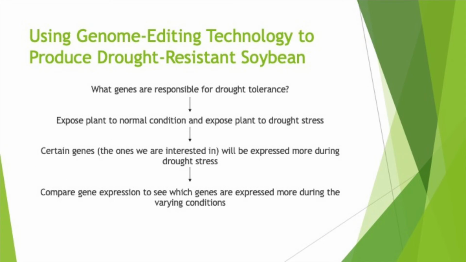Now I want to talk about how we can use genome editing technology to produce drought-resistant soybean. We first have to figure out what genes are responsible for drought stress tolerance. One way of doing this would be to expose plants to a drought-stressful environment and also normal conditions.